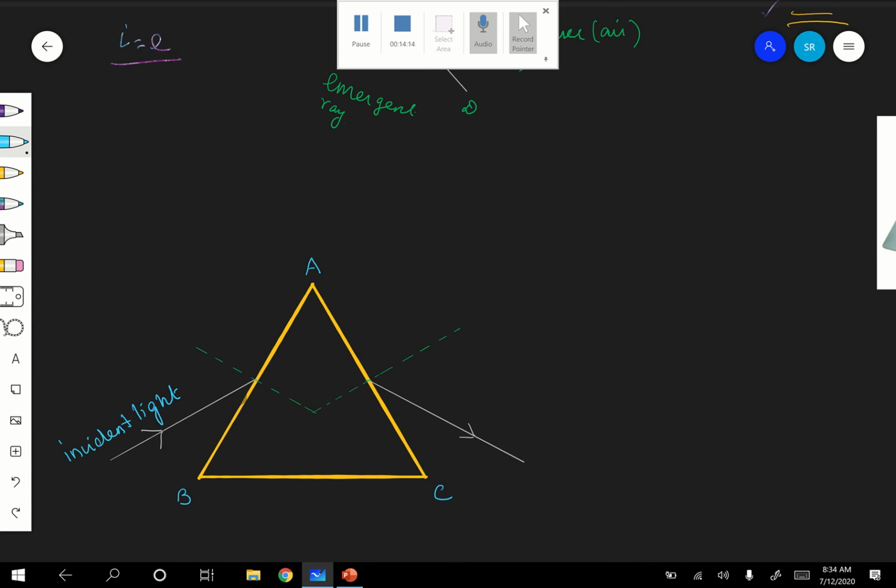Therefore, the ray of light actually suffers two refractions. One is from rarer to denser on AB. Here it is a rarer medium, and this is a denser medium, that is glass. Therefore this is air and this is glass. As you know very well, when the light is going from rarer to denser, it bends towards the normal. Are you following? How? See here.